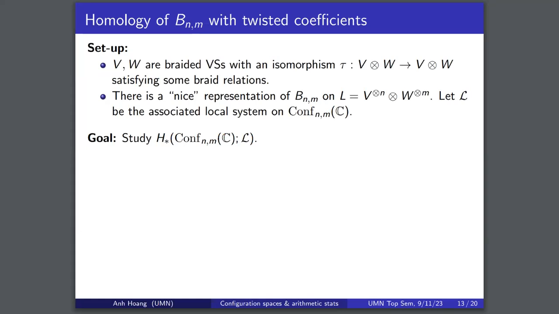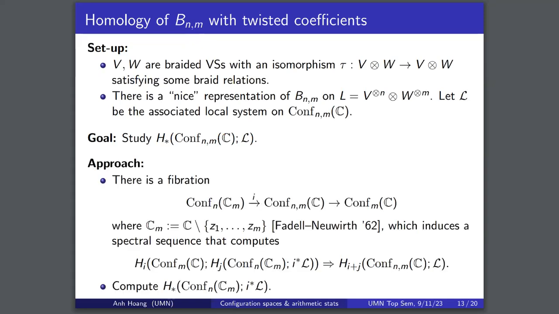So the goal now is to study the homology of the configuration space of n blue points and n red points on C with this particular twisted coefficient. You can see this is a more general kind of coefficient than the one-dimensional thing that I talked about. But in our application, it will specialize to the one-dimensional case. We'll get to it, but this is definitely a more powerful setup.